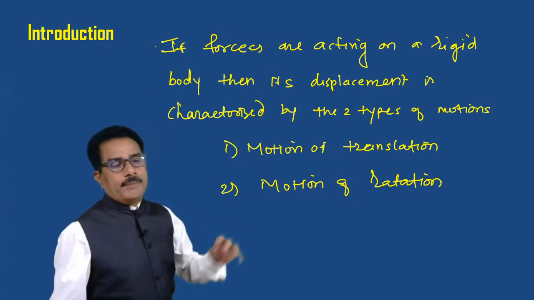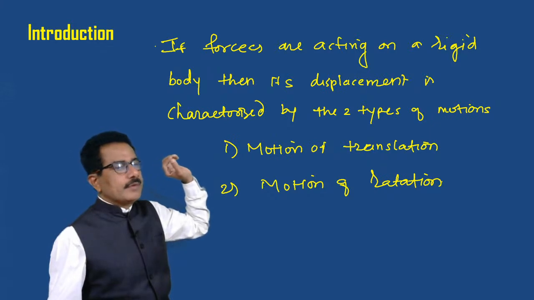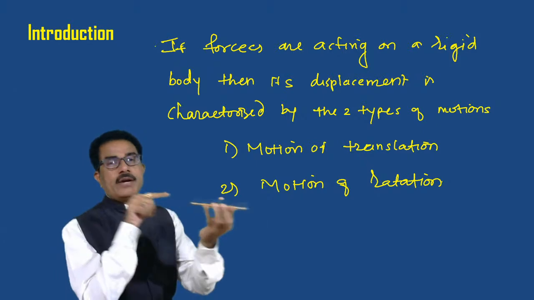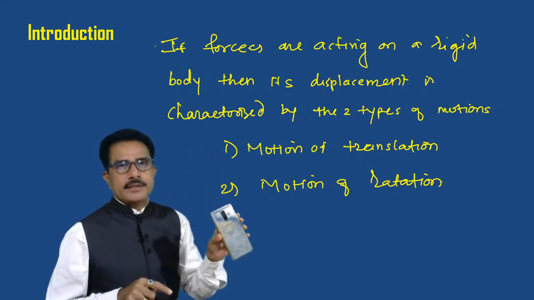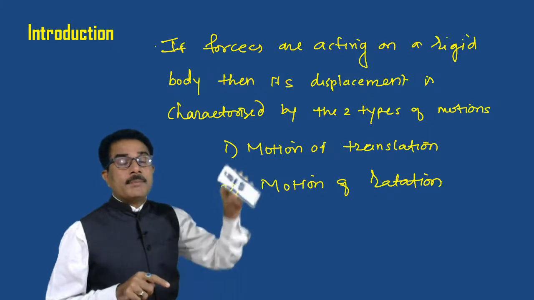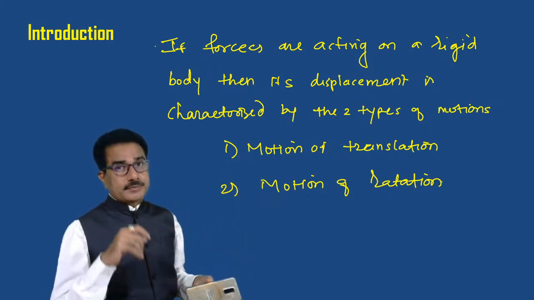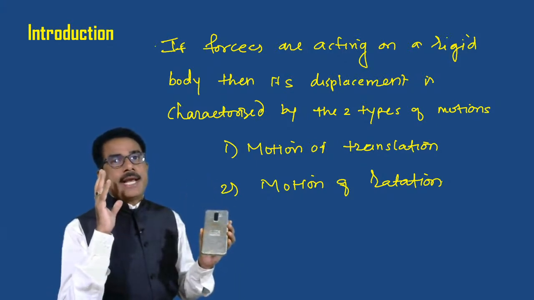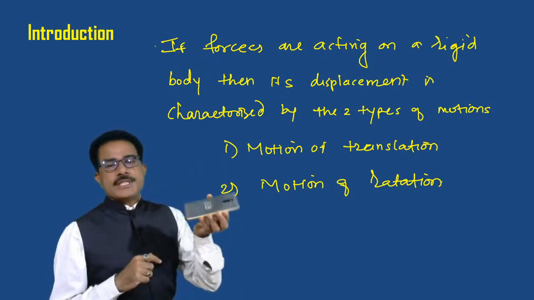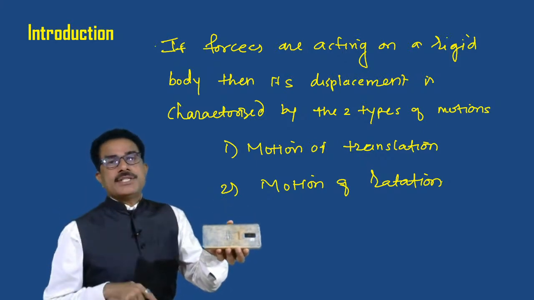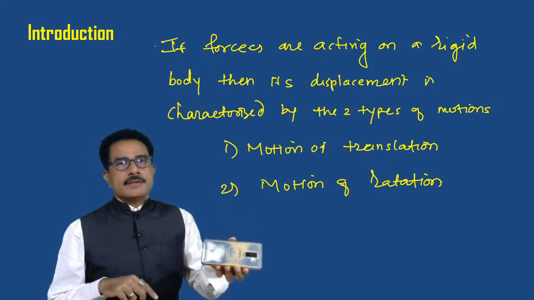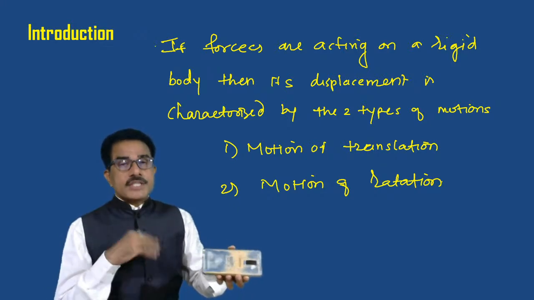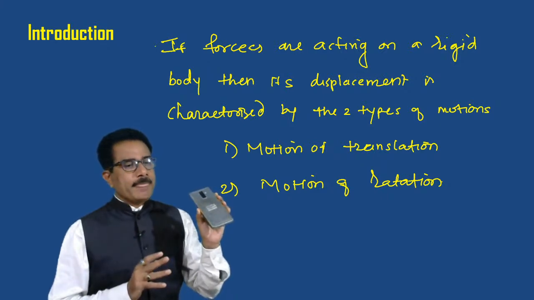Actually, in the previous lecture we have seen forces acting on a rigid body. Suppose this is a rigid body. In the previous first unit we studied force acting on a particle, but in this section we shall study the force acting on a rigid body. If force is acting on that rigid body, then there will be two possible displacements of that rigid body.